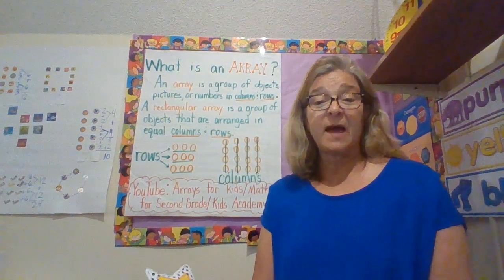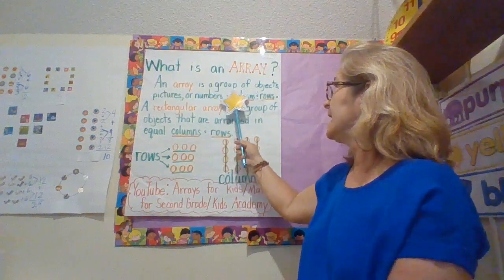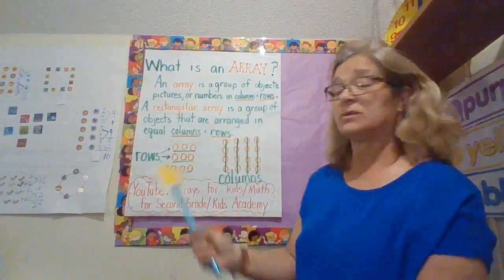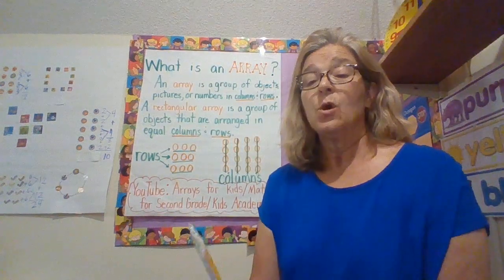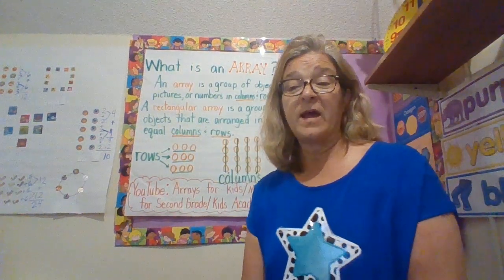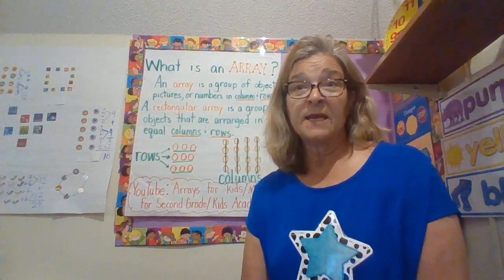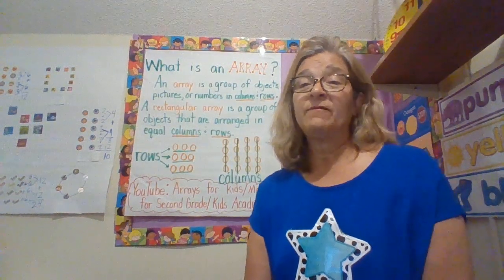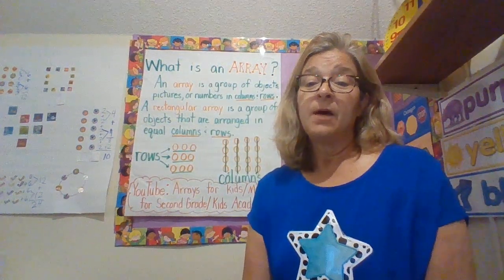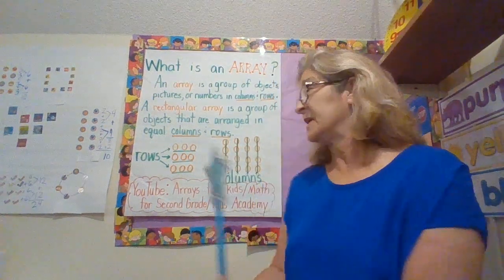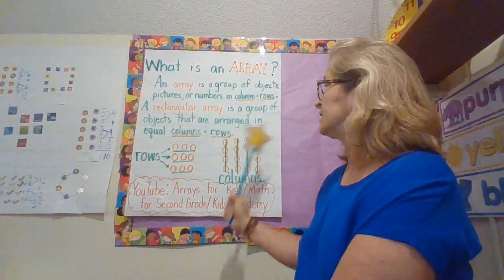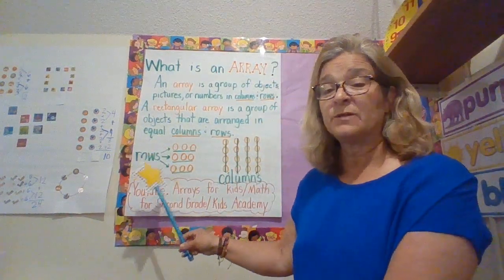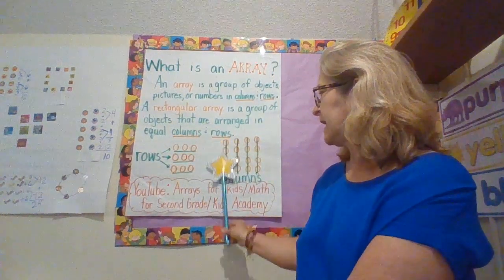Our study has been about arrays. We learned that an array is a group of objects, pictures, or numbers in columns and rows. We talked about the reason why we're learning about arrays is because in second grade, we've been learning how to do repeated addition. And we've learned also about making arrays. If it is a rectangular array, it's a group of objects that are arranged in equal columns and rows. Rows go from side to side and columns go straight up and down.